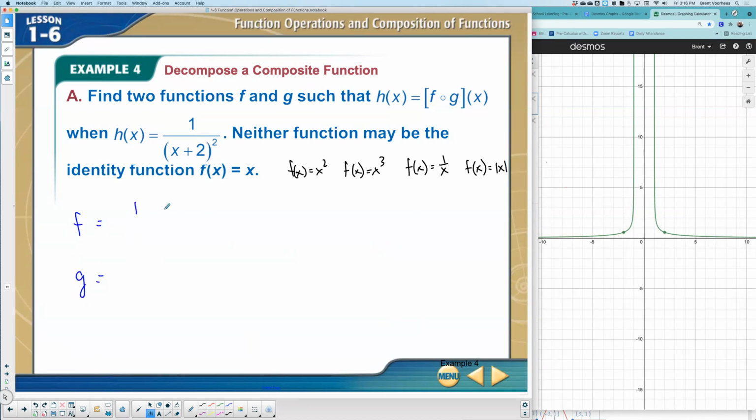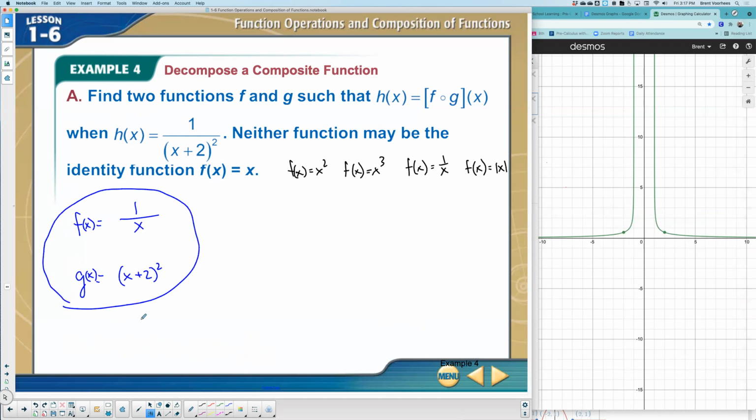Well, notice that h of x, if I took this 1 over, and I'm going to use this function right here, so that's 1 over x, what would be left over is the g of x, which would be this x plus 2 squared. So now, if I were to substitute this in for x, you'd notice that you would have 1 over x plus 2 quantity squared, exactly what we had. So this would be our two equations here. This would be f of x and g of x. And if you wanted to write it in perfect form, you just throw it in a parenthesis, f of x and g of x. That would be an option right there.